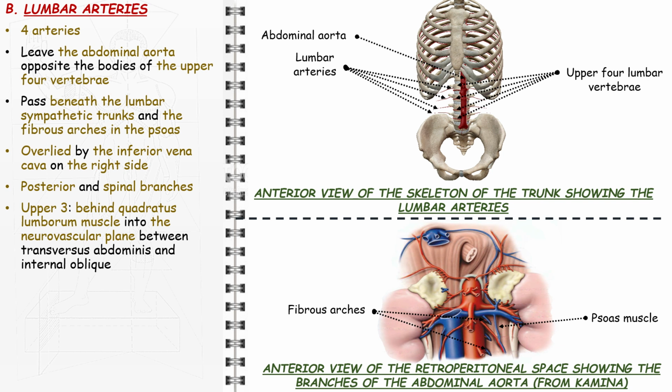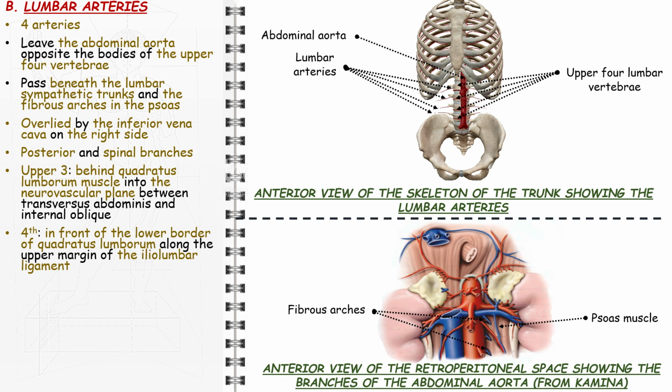The 4th lumbar artery, like the subcostal, passes across to the neurovascular plane in front of the lower border of quadratus lumborum, along the upper margin of the iliolumbar ligament. There is no 5th lumbar artery. Its place is taken by the iliolumbar artery from the internal iliac.